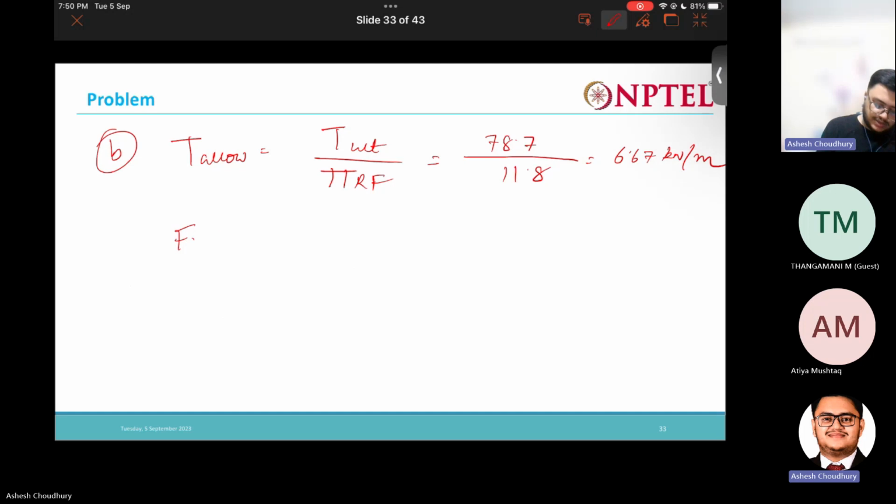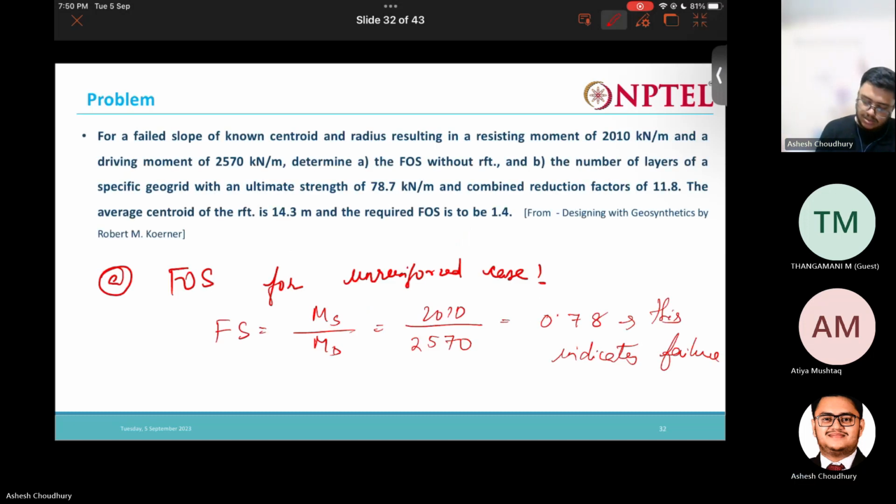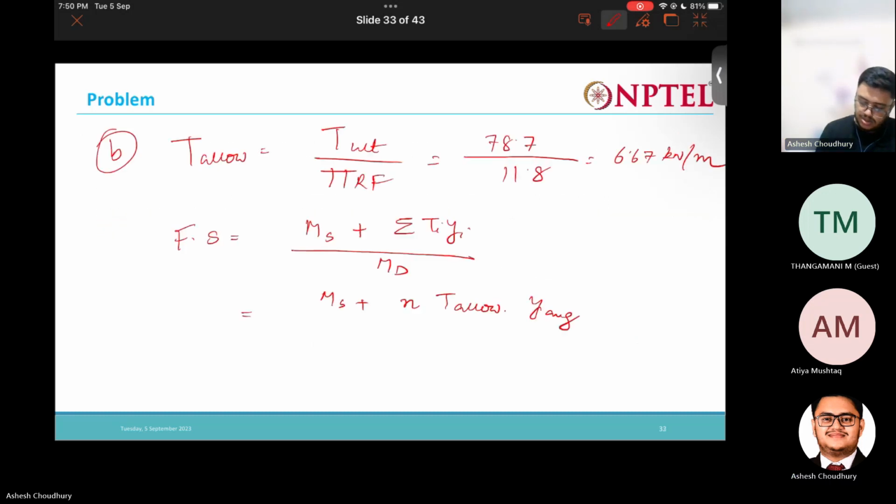All right. Now, what is the factor of safety? It is the stabilizing moment M_S divided by the driving moment M_D. So this we can write as N, the number of layers, times T allowable times Y average, the average centroid of reinforcement, which is given, right? So how much is M_S? It is N times 6.67 times the average centroid.